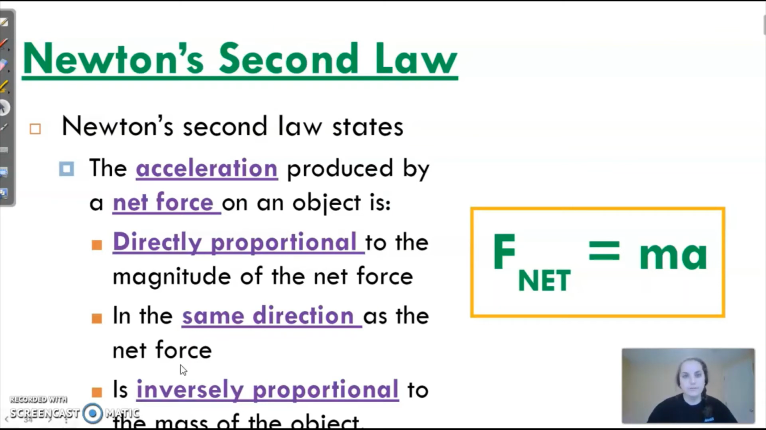And so the motion of that object is going to be in the direction of that net force, and it's going to be directly proportional to the magnitude of that force. So a larger force, larger acceleration. Smaller force, smaller acceleration. And inversely proportional to the mass of that object. So larger mass, smaller acceleration. Smaller mass, larger acceleration.